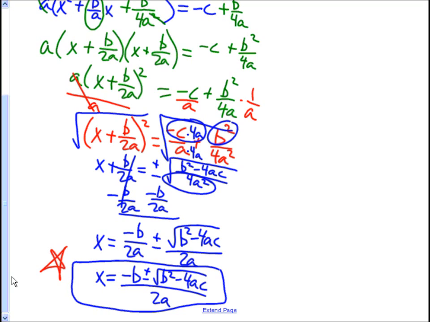X equals negative b plus or minus square root of b squared minus 4ac all over 2a. X equals negative b plus or minus square root of b squared minus 4ac all over 2a.